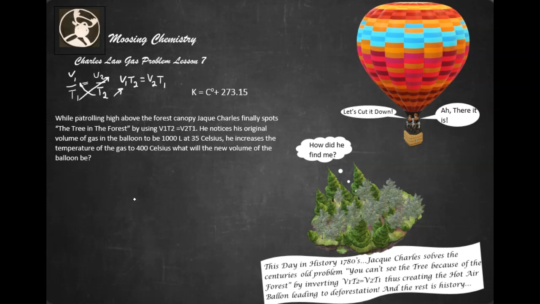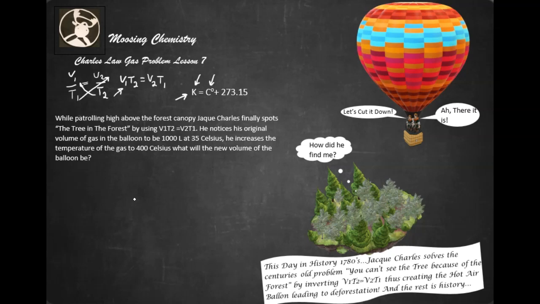Pretty simple. Also, we don't want to use Celsius in Charles' law. We want to convert it into a temperature called Kelvin. And we do that by using this formula: K equals C plus 273.15. So let's look at the problem.